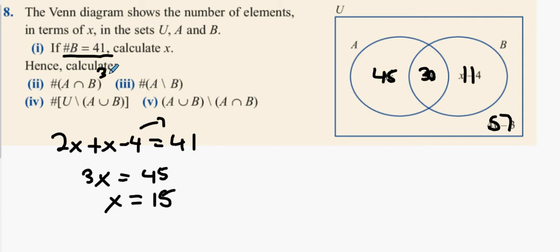30. The amount of people in A but not allowed in B. The amount of people in the full set but you're not allowed in A or B. The amount of people in A and B but they're not allowed B, the intersection. 45 plus 11. 56. Excellent. Alright, let's drive on.